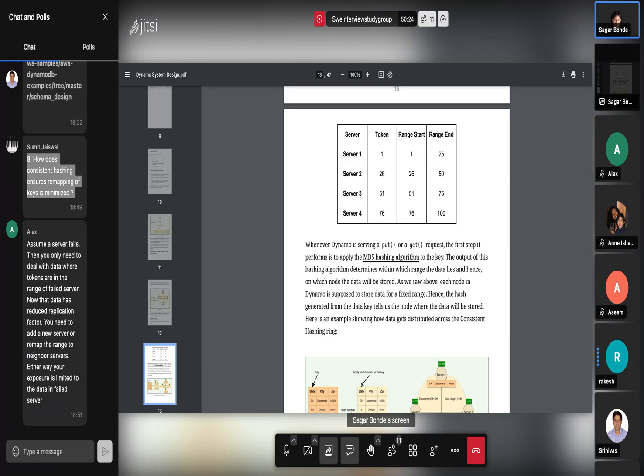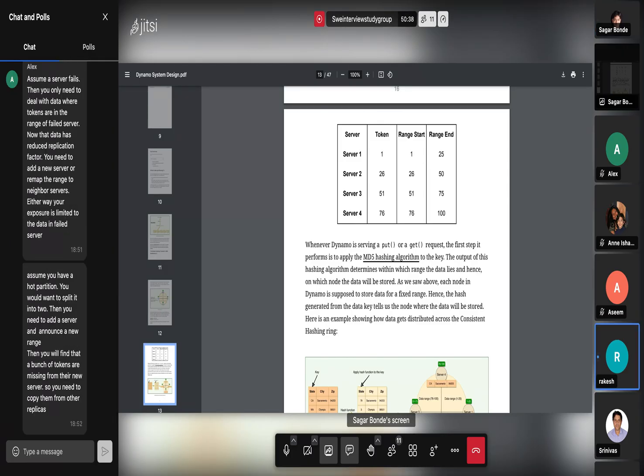So whenever Dynamo is serving put and get requests, the first step is to apply the MD5 hashing algorithm to the key. The output of this hashing algorithm determines within which range the data lies and hence on which node the data will be stored. As we saw above, each node in Dynamo is supposed to store data for a fixed range. Hence, the hash generated from the data key tells us the node where the data will be stored. Here is an example showing how data gets distributed across the consistent hashing ring.